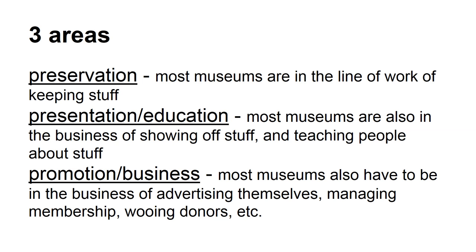So, starting off though with a real general breakdown in museums, as far as I'm concerned, there are typically three major areas of work that are being done. One is preservation. Most museums are in the line of work of keeping stuff. There are exceptions to this rule. There are children's museums that aren't necessarily working to protect stuff, but they're working to protect ideas and the communication of those ideas. But in general, they do that with stuff. So preservation and keeping of stuff is the first.